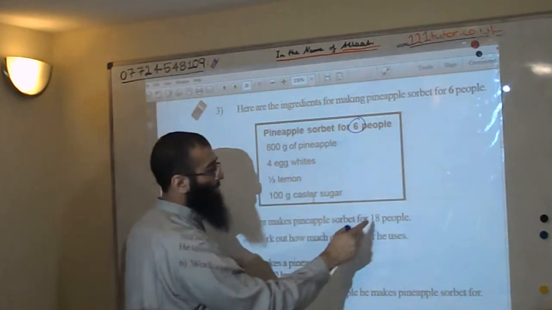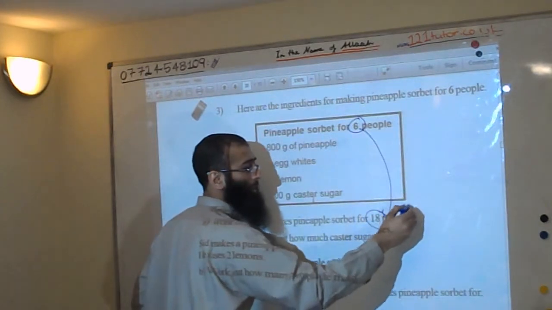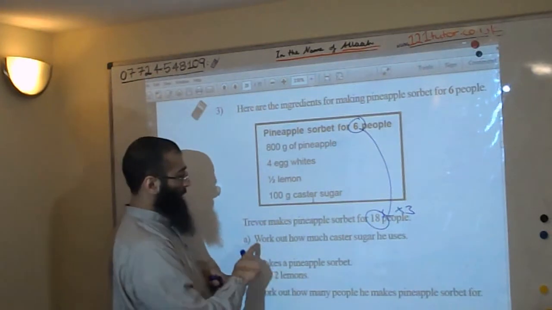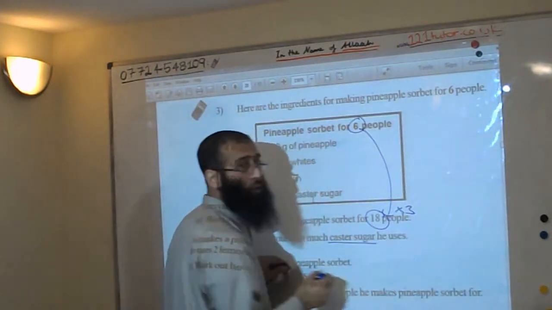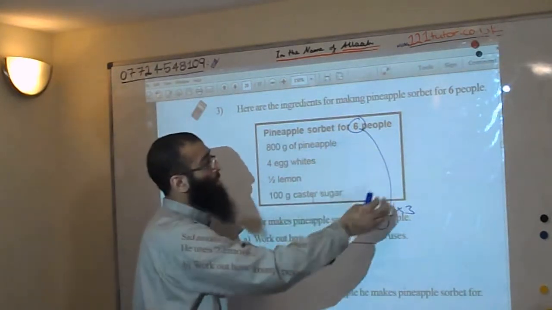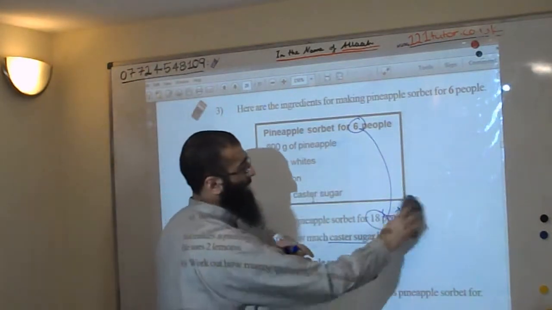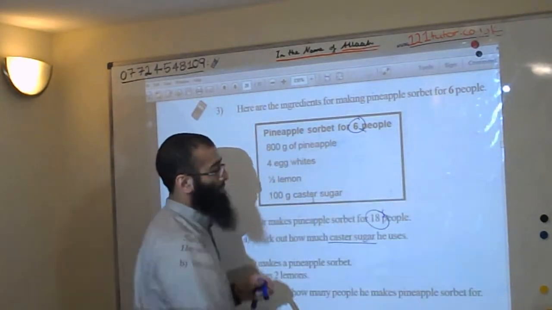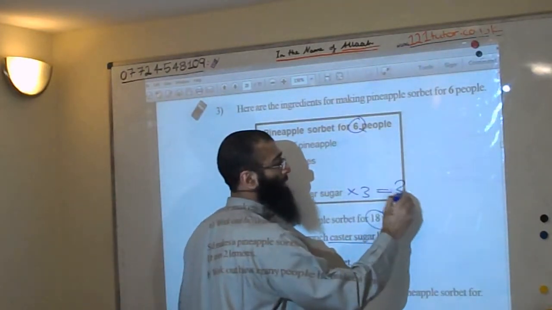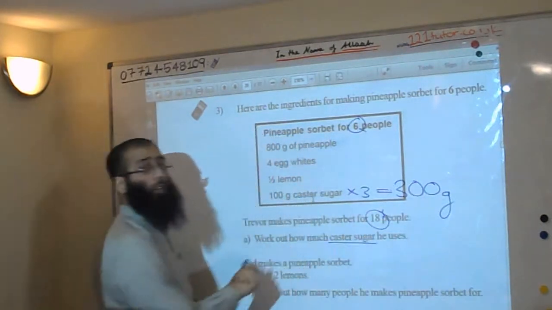Trevor makes pineapple sorbet for 18 people. So we have to think, how does 6 become 18? It becomes 18 by multiplying it by 3. He has to work out how much caster sugar he uses. So we know that this scale factor is enlarging by 3 times the number of people, 3 times the ingredients. So I'm going to rub this off for the moment and rewrite this for the caster sugar. The caster sugar, you have to times it by 3. That will give us 300 grams. And that's the answer for the first part.